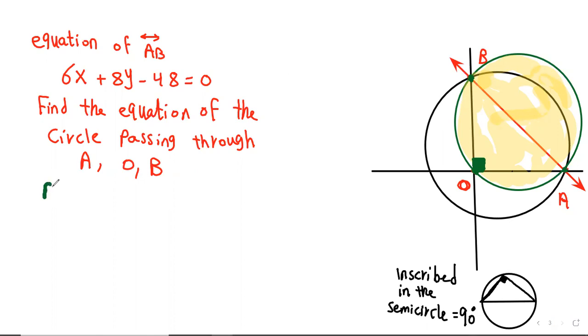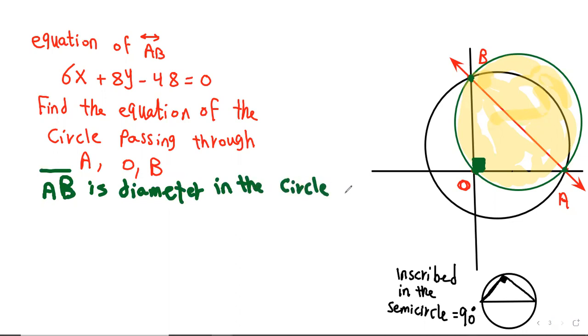So AB is a diameter. AB is a diameter in which circle? In the circle passing through A, O, and B. Okay? It's not a diameter in the original circle. No, it's a diameter in the circle passing through A, O, and B.